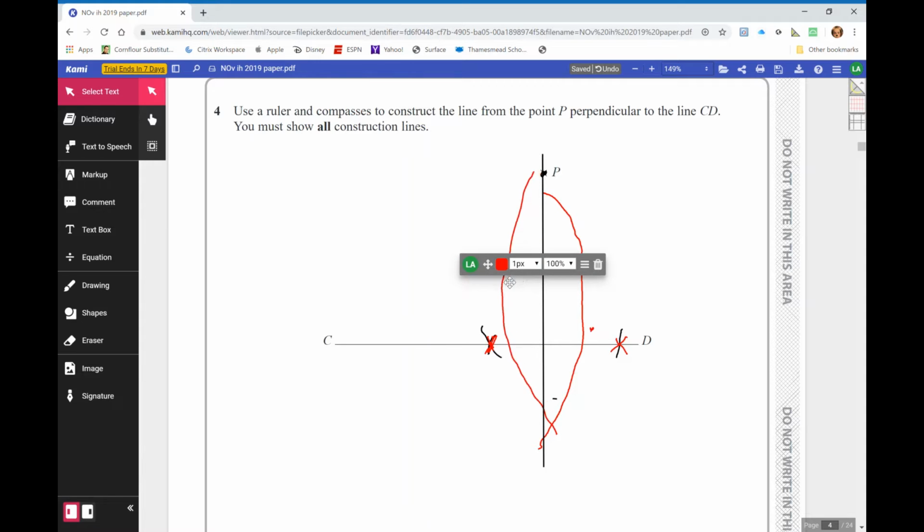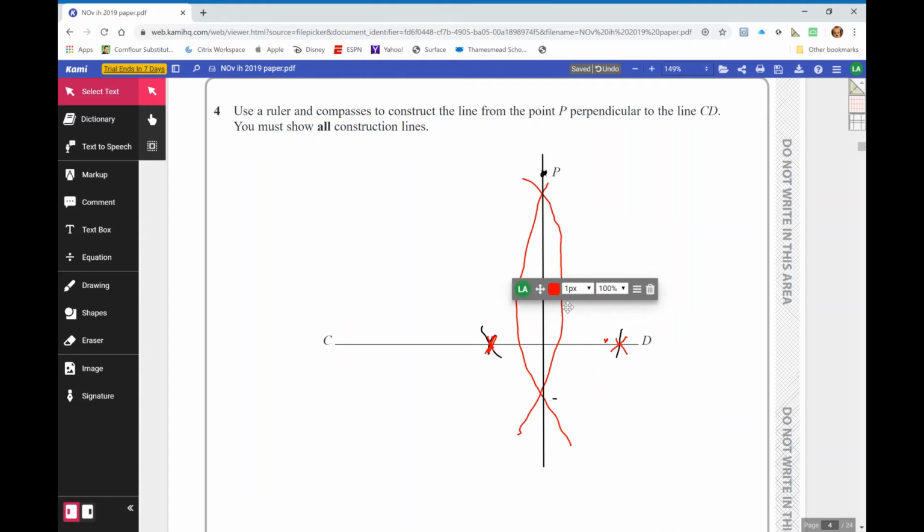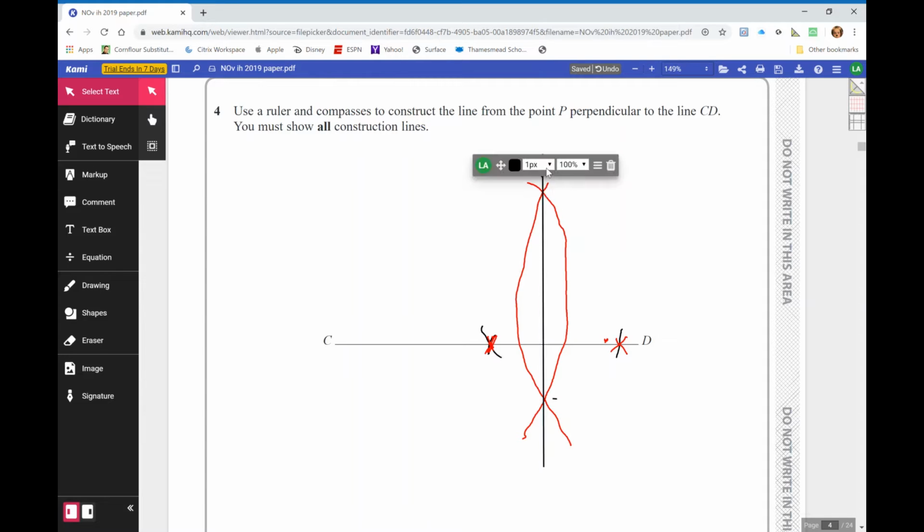There we go. You should end up with two arcs. So it kind of goes through, that's a little bit better. So it goes through the point and then through P as well. And you would have drawn these arcs accurately from here.